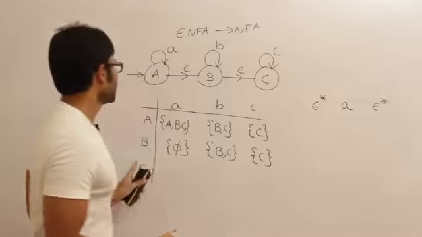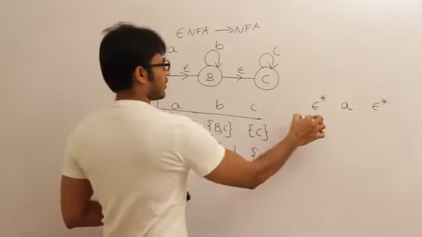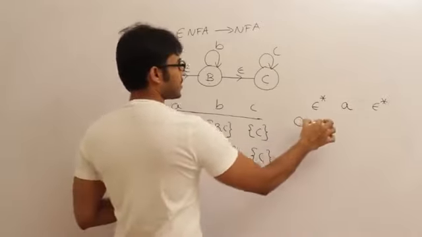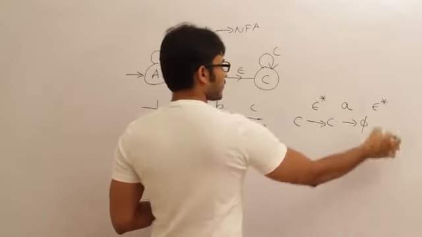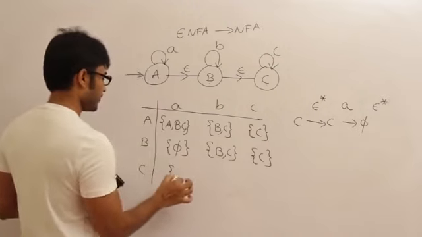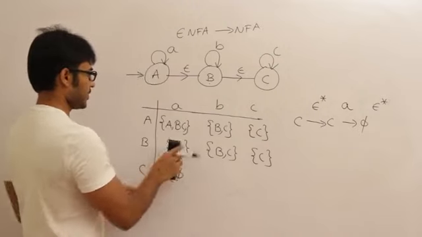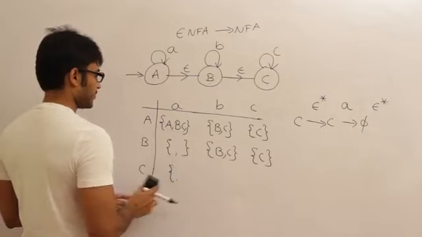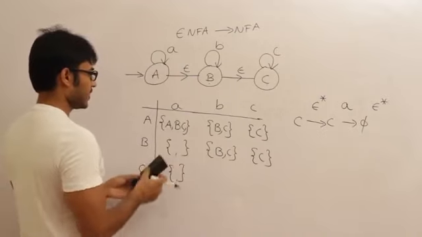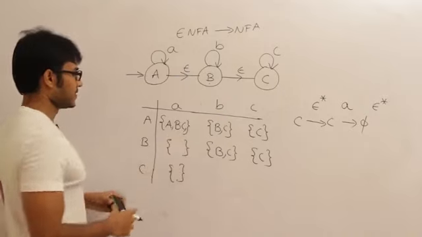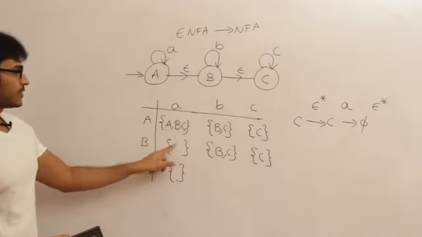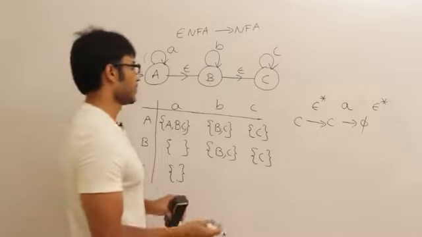Now, capital C on A. Capital C's epsilon closure is C itself, and C on A is simply φ. Therefore, it is going to die, φ. I should not write it like this, right? I should be writing φ. φ is nothing but the empty set, right? I should not include φ inside a set, because that would mean a singleton set containing the element φ. So that is wrong. Fine.